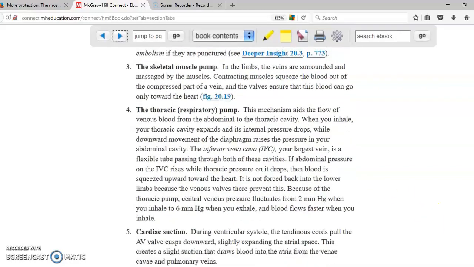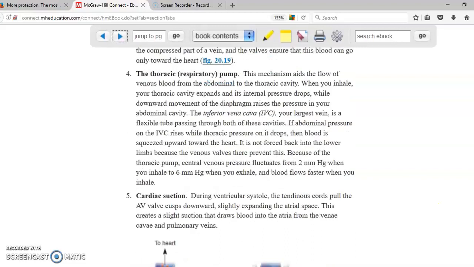The next one that we have is the thoracic pump or respiratory pump. Every single time you breathe, the pressure in your thoracic cavity will decrease and the pressure in your abdomen will increase. Because this happens and there's an increase in pressure in your abdomen, this will help you push the blood towards your heart. Cardiac suction. During the ventricular systole, the valves will be sucked into the ventricle. Therefore, this will increase the area in your atrium, therefore producing a force that appears to suck the blood towards your heart. That's why it says in here, creating a slight suction that draws blood into your atriums.